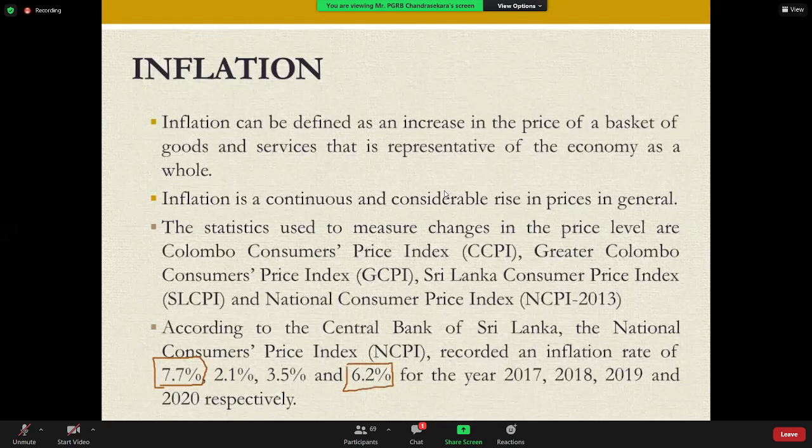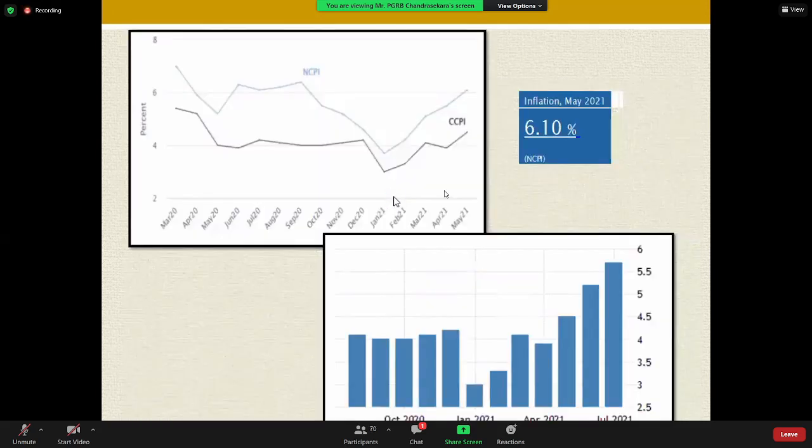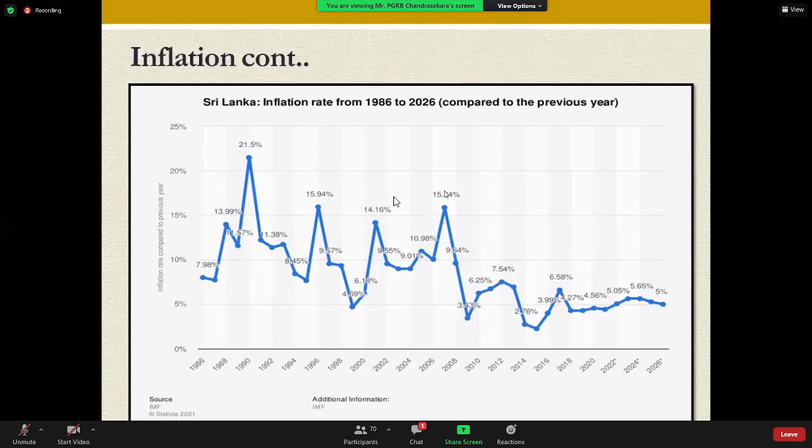So based on 2019 to 2020, see there is a significant change. I think the point is clear. So this is a graphical view of the inflation rate based on the years. These are everything to refer to.